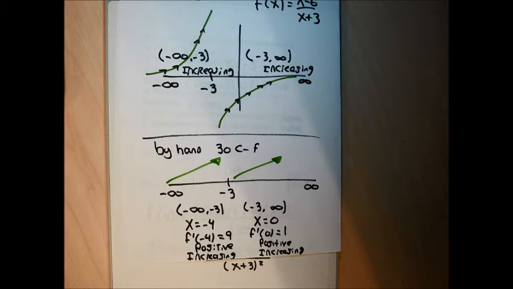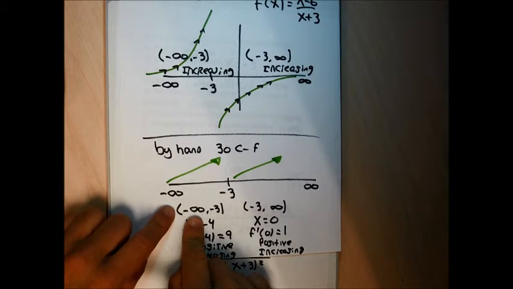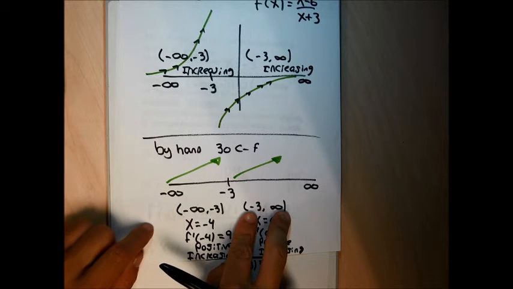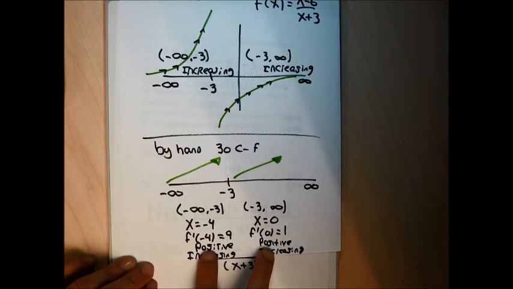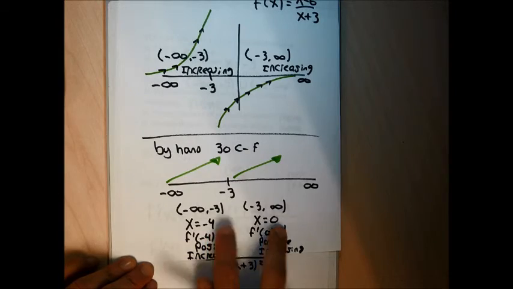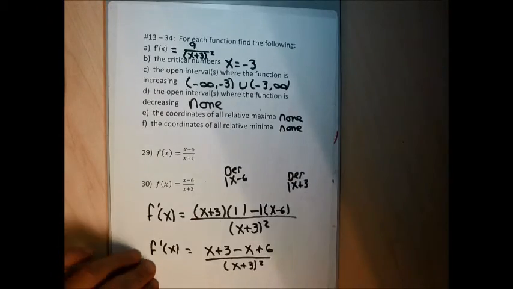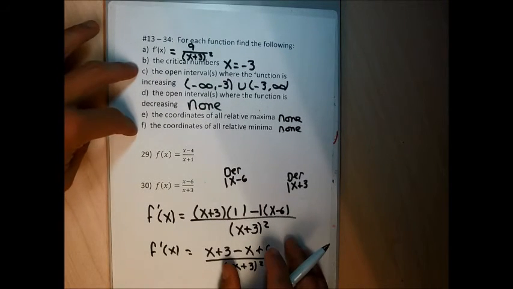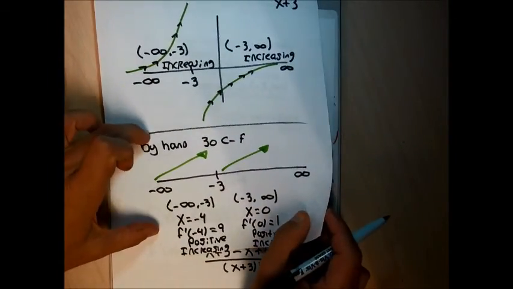So we'll say that we have increasing in the interval negative infinity to negative 3, increasing in the interval negative 3 to infinity. It never decreases because I don't get any negative numbers out when I plug in a value on each side of the critical number into my derivative. Because it doesn't change from increasing to decreasing or decreasing to increasing, I don't get any maximum or minimum points. So all these answers are correct, and this is the work that you need to show on your test to confirm that those answers are correct.